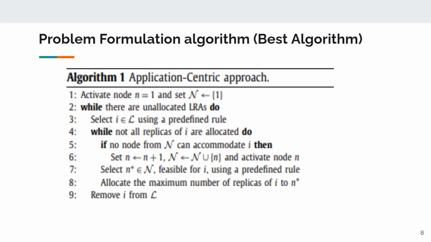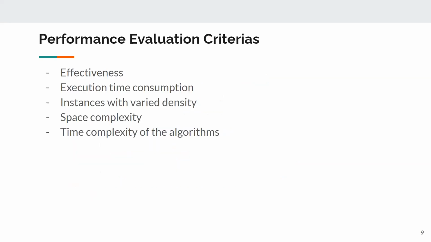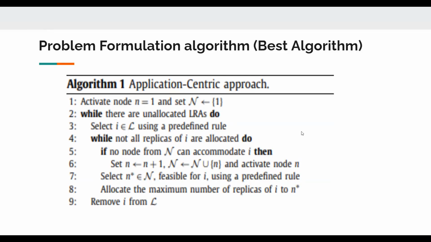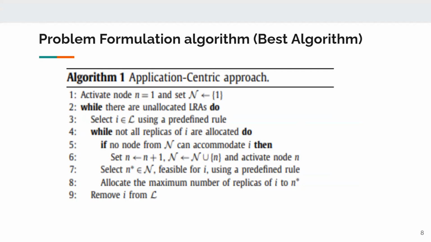As we mentioned earlier, in terms of time, the application-centric approach performs best. So the algorithm here is, at first we'll activate a computing node, then we'll look for any unallocated LRS. We'll pick one and denote it as I. Then until the replicas of the LRS are allocated, we'll increase the computing nodes. Until the whole task is completed, we'll perform the same procedure and increase the number of nodes. Finally, when the computation is done, we'll remove that LRA from the unallocated list as it has been allocated already.